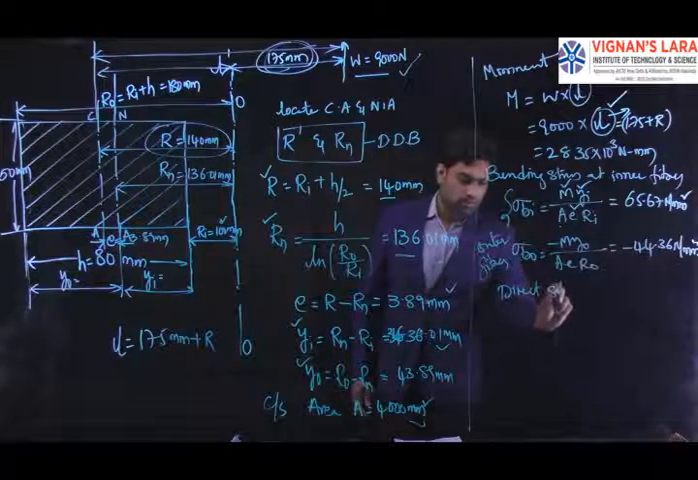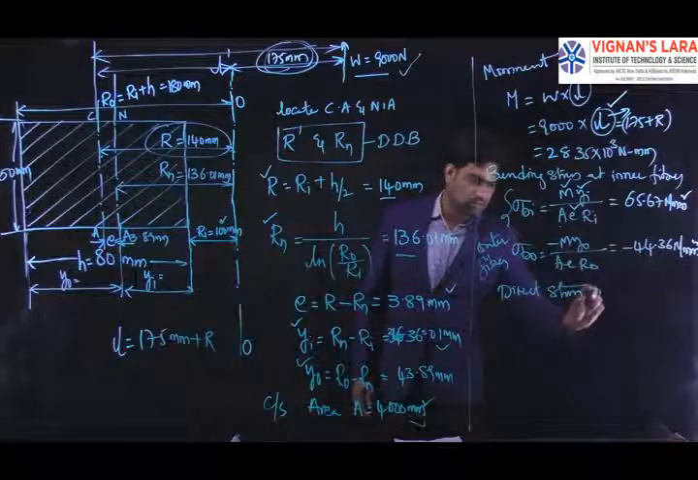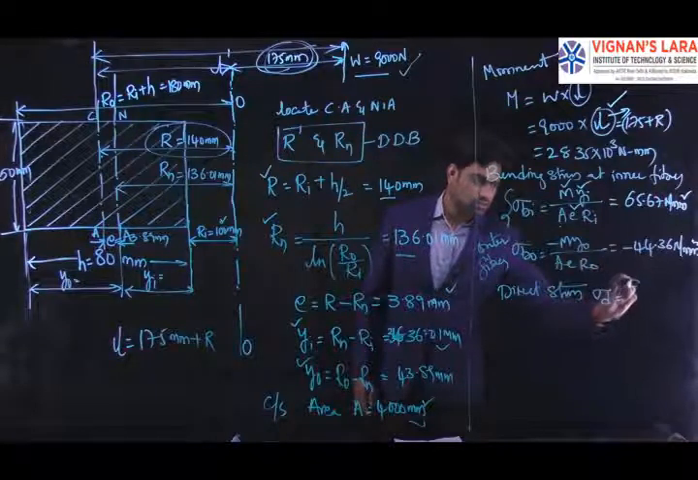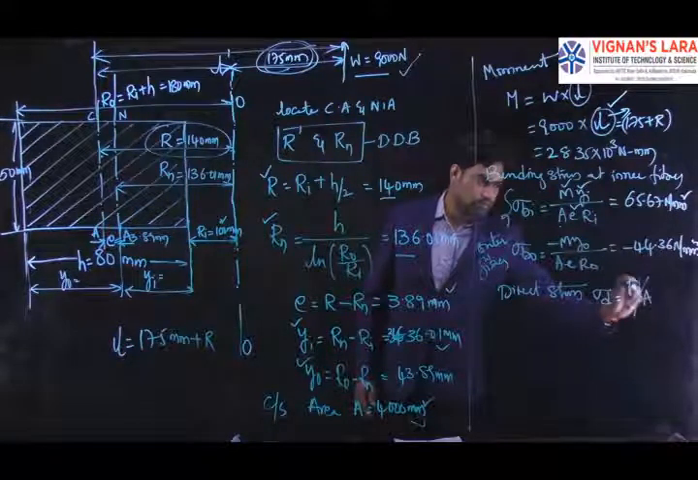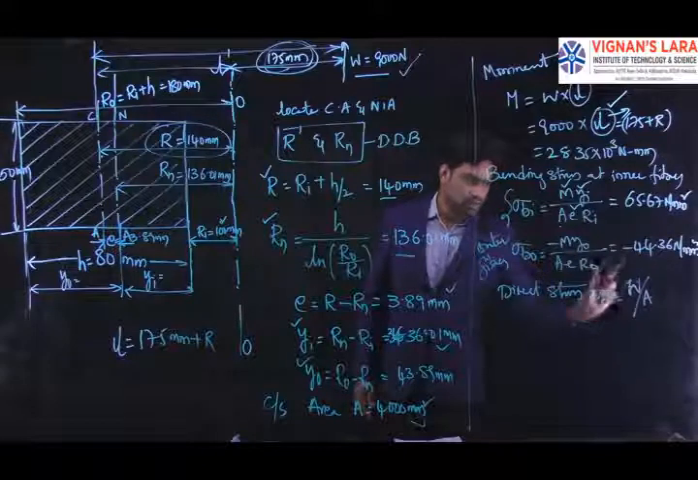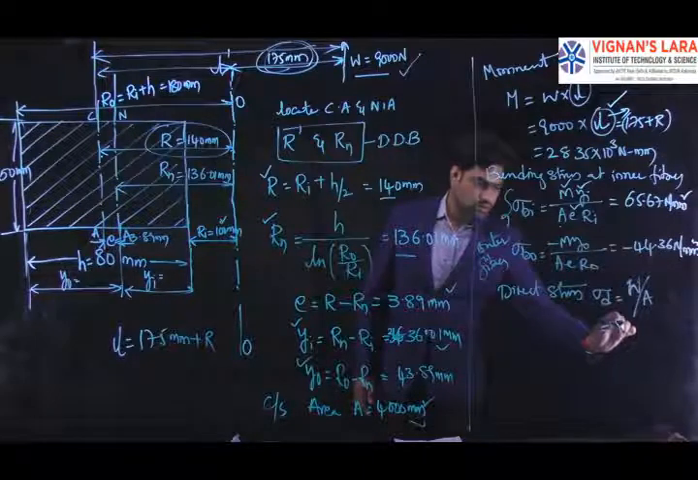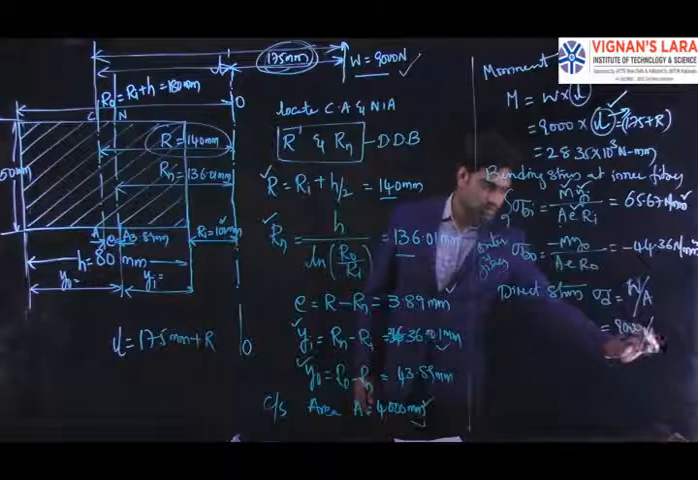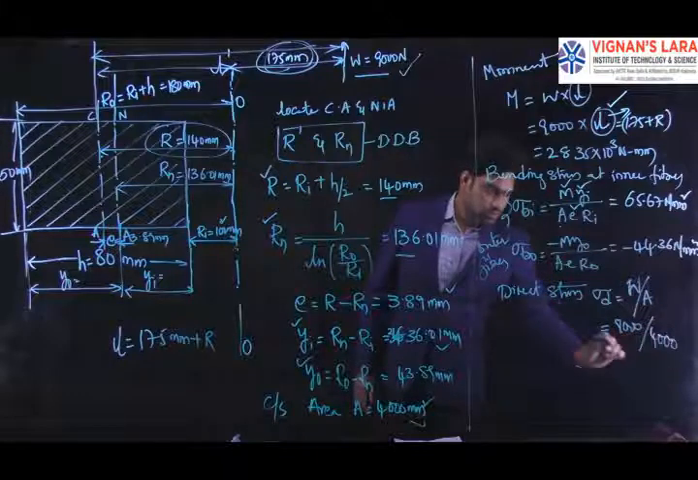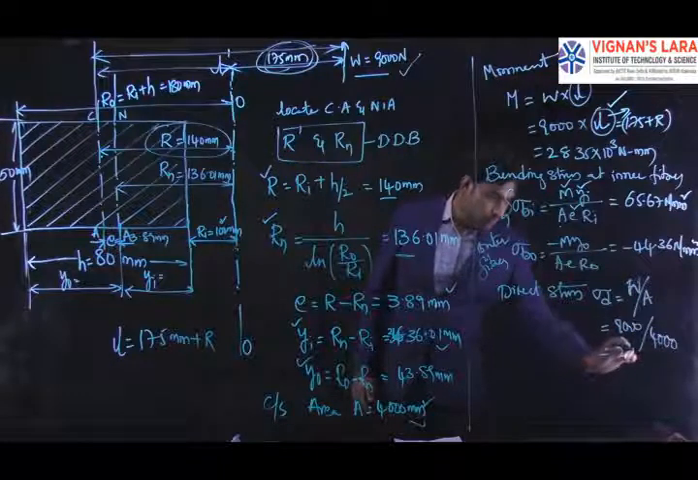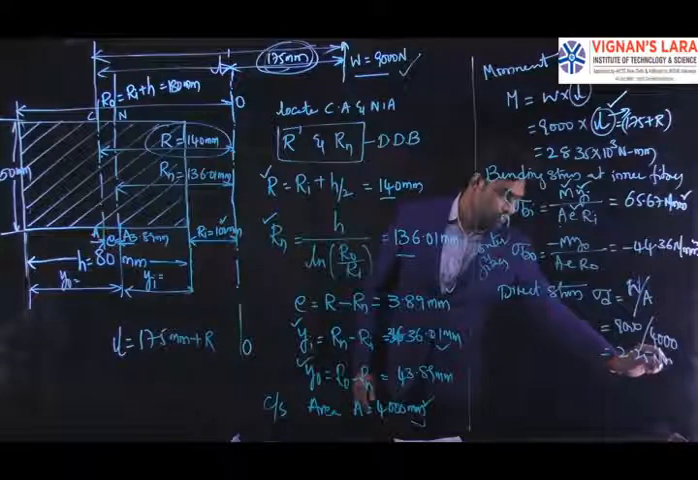So we can also find out the direct stress, denoted by sigma D. It can be simply found by load by area, W by A. The load is known, 9000, and the cross sectional area is 4000. So you get 2.25 Newton per mm square.